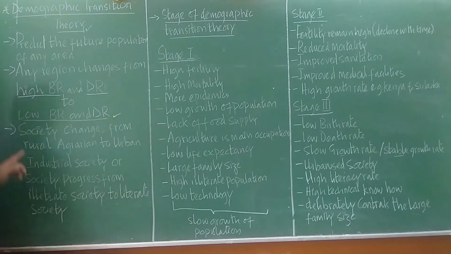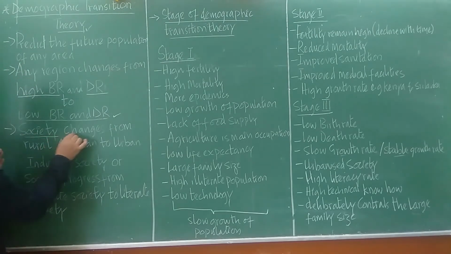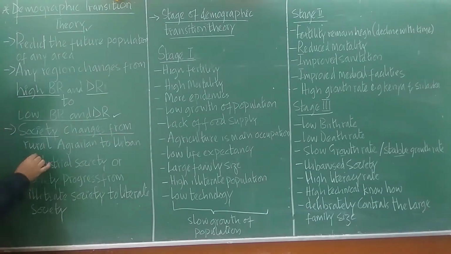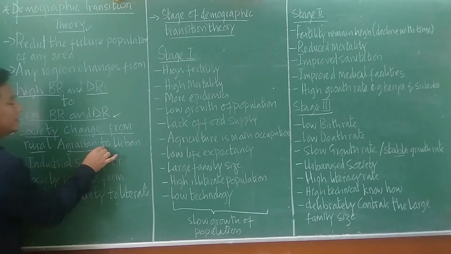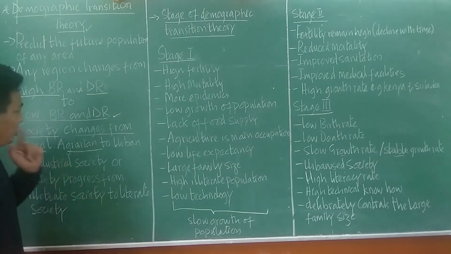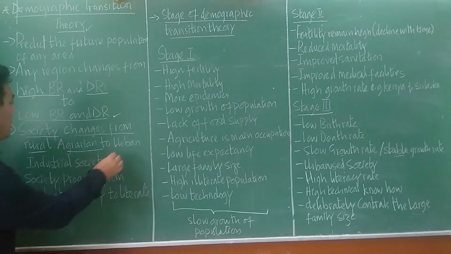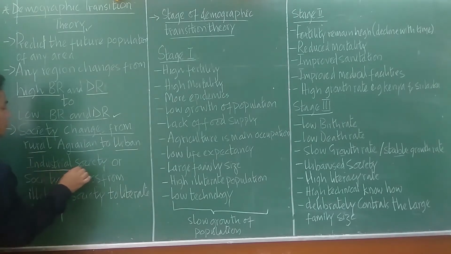And this theory says that society changes from a rural agrarian society to an urban industrial society.